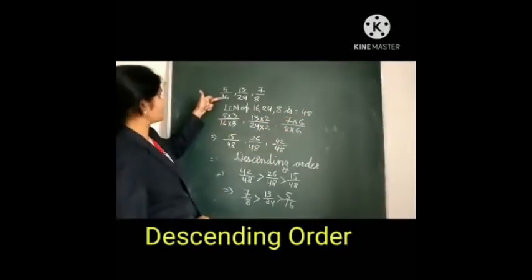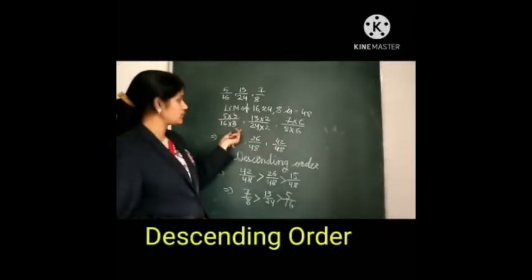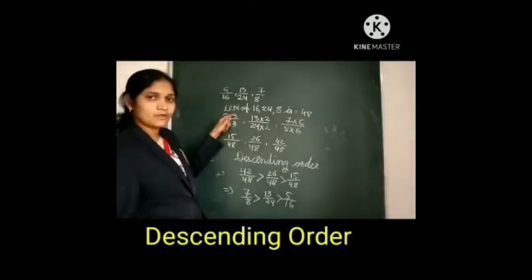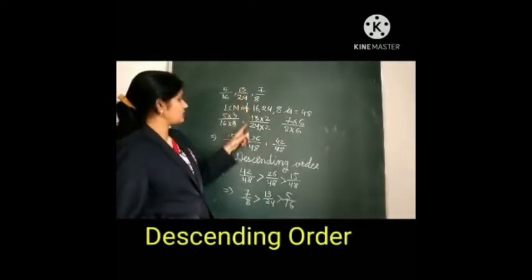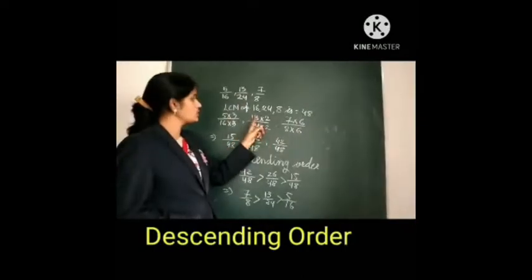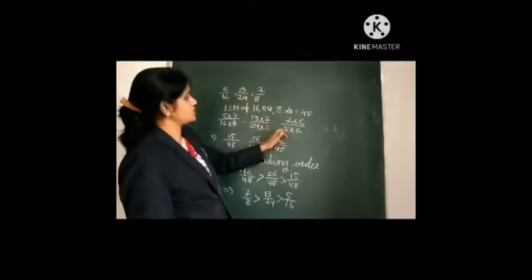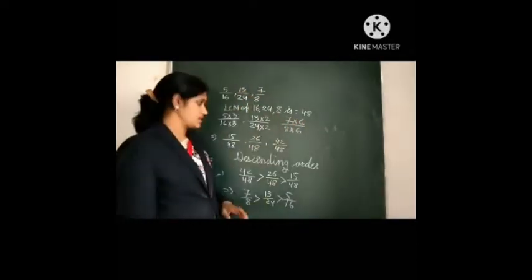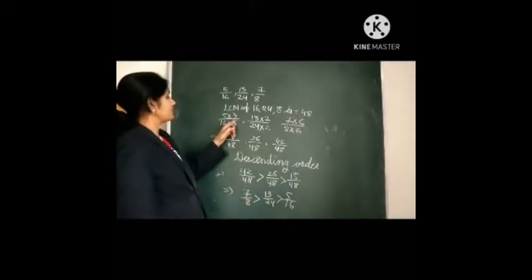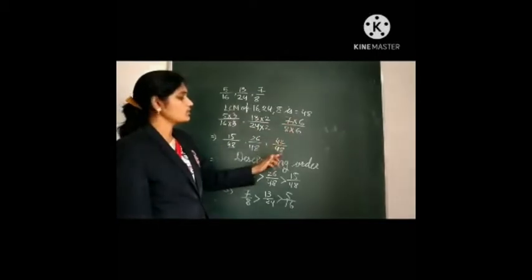So for 5 upon 16, we multiply 16 with 3 to get 48. In the numerator also we have to multiply with 3. Same with 13 upon 24: 24 will multiply with 2, so 13 also will multiply with 2. Here you can see 7 upon 8. 8 sixes are 48, so 7 also multiplies with 6. So you can see here 15 upon 48, 26 upon 48, and 42 upon 48.